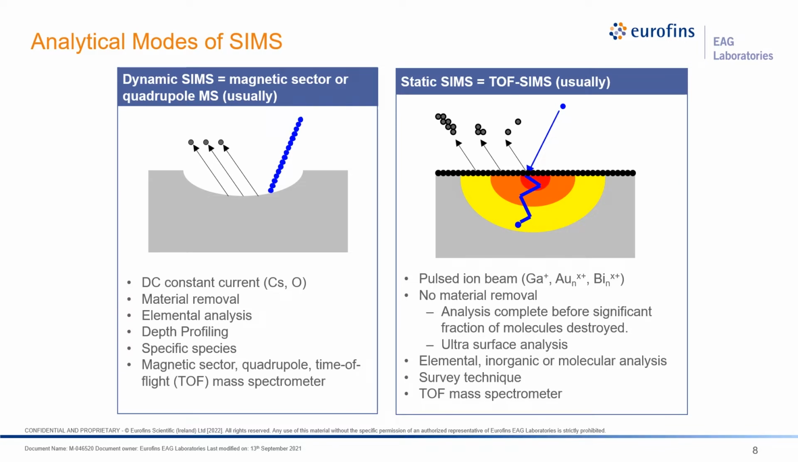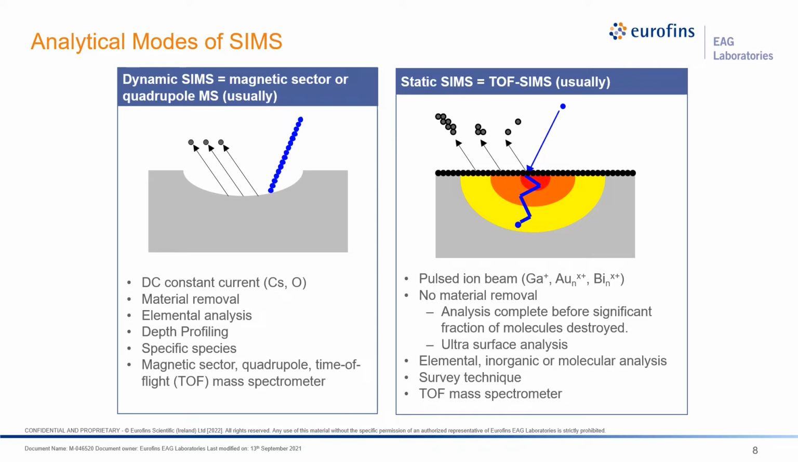So in general, you want to be damaging less than 1% of the surface to be operating in the static SIMS mode. When you're using a pulsed ion beam, gallium, gold, or bismuth are the common ions used. There's no material removed, so you really are only creating secondary ions from the material in the top 1 or 2 layers on the surface.